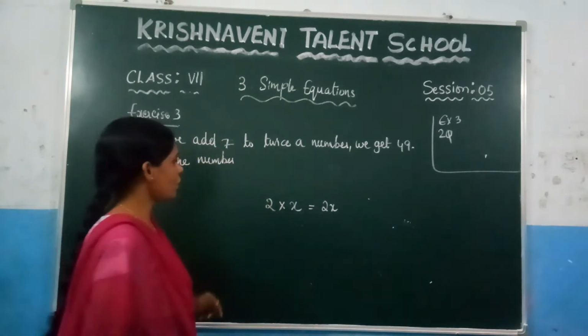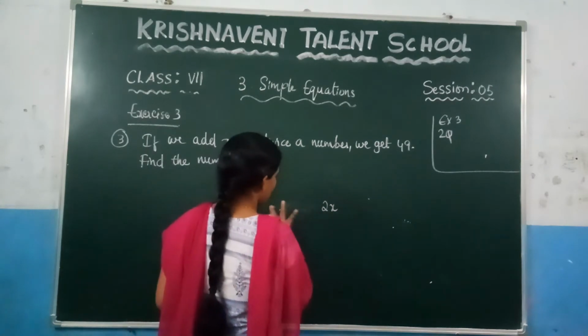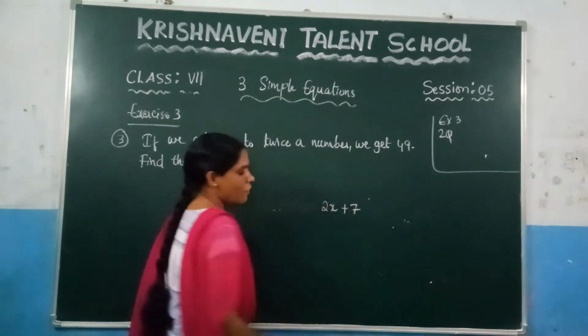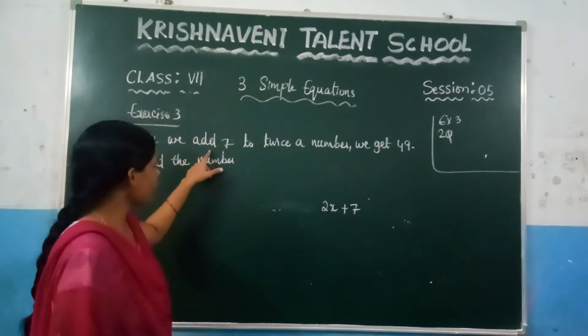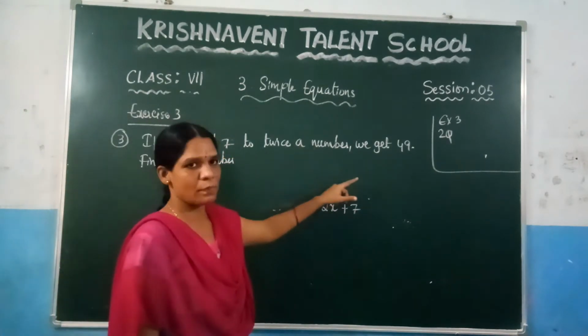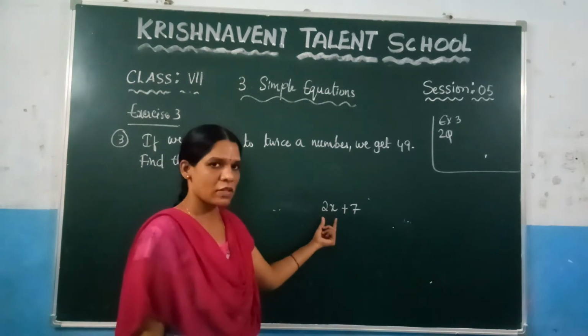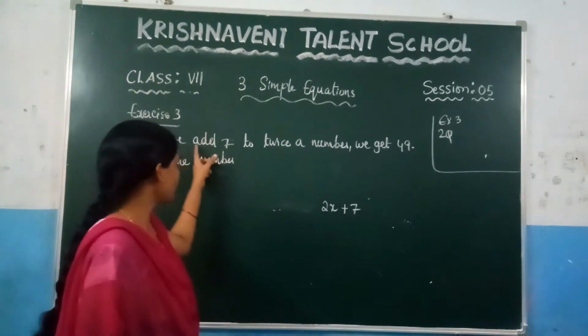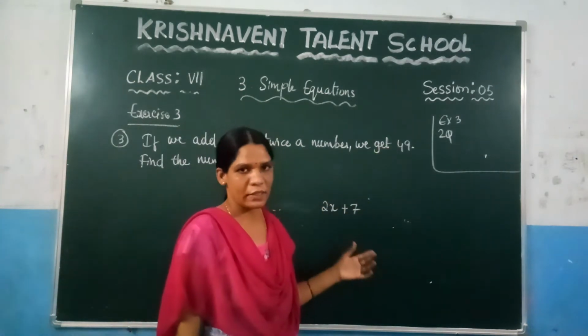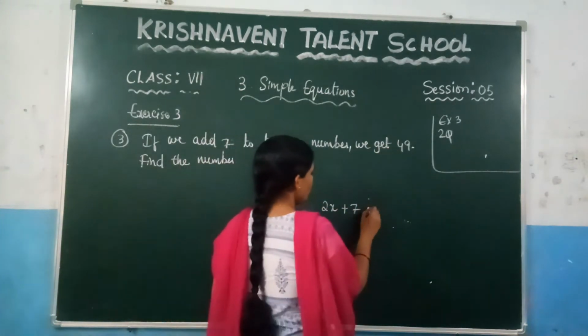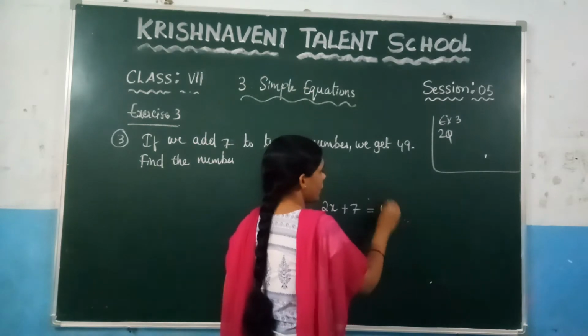We need to add 7. So add 7 here. After adding 7, what are they saying here? Again, read the question. If we add 7 to twice of a number, so we have taken the twice of a number, and for the twice of a number we have added 7. After adding 7, we get 49. After adding this number, we have to get the answer which is 49.